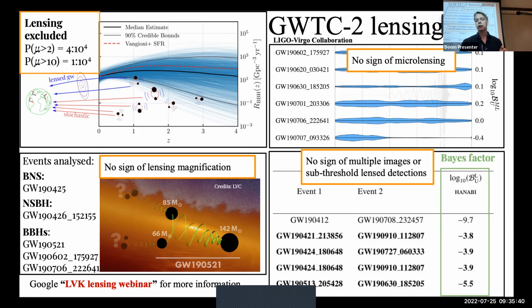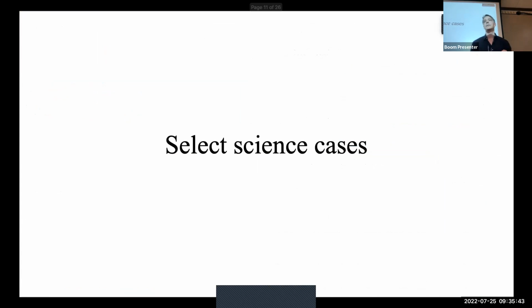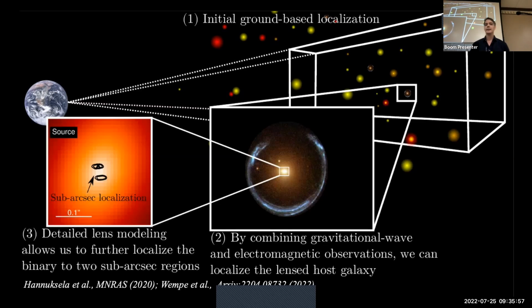But one of the questions that is also important to keep in mind is, what do we actually do once we see a gravitationally lensed gravitational wave? What are some of the interesting science cases? So one of the things that we've been looking into recently is this idea that if we have a strongly lensed gravitational wave event from a binary black hole, then we can try to locate the host lens system. So we can try to figure out which galaxy the binary black hole came from.